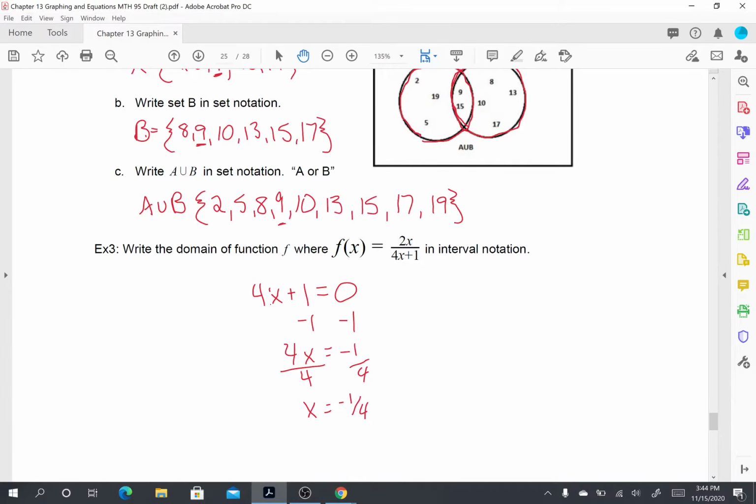So now I've found that my denominator cannot equal negative 1/4. It can equal anything else. So in interval notation, I would have my denominator would be from negative infinity to negative 1/4, or there's the union from negative 1/4 to infinity. So far, this should feel a little bit like review.